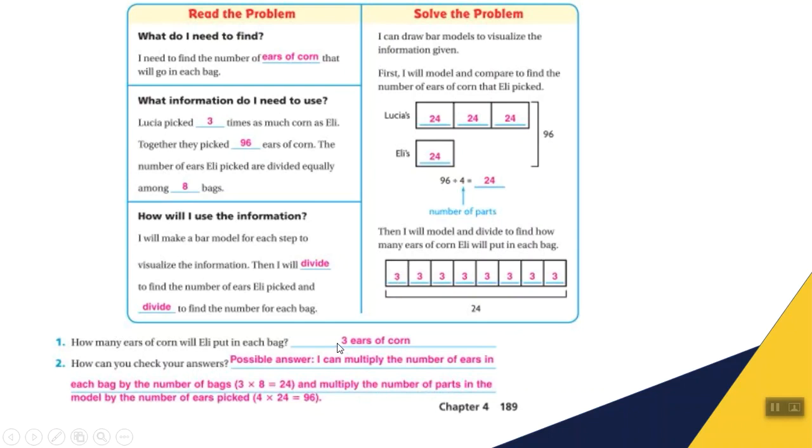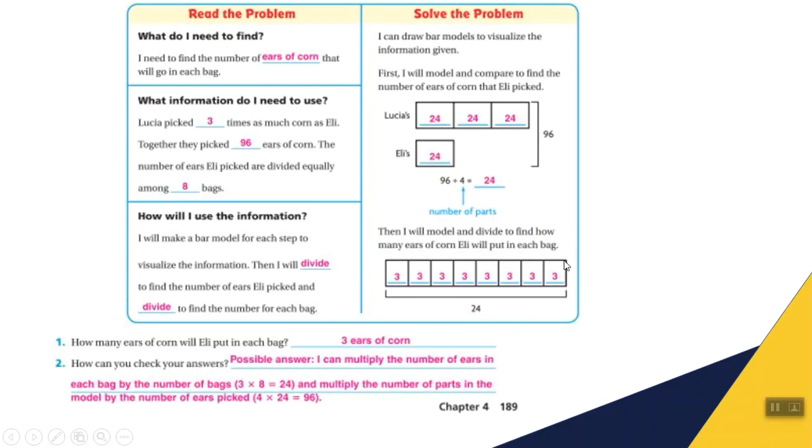So he will put 3 ears of corn for each bag. What about question 2? How can you check your answers? Before this, remember our last lesson, guys. What we did while checking our division, we can do multiplication, because multiplication and division are inverse operations. So I can do multiplication here.